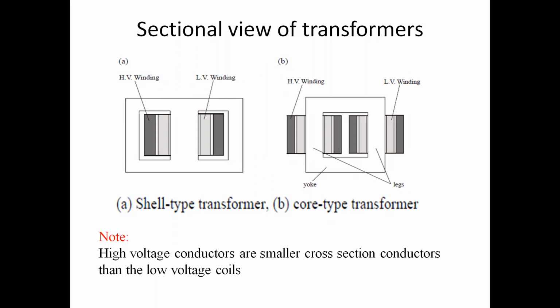In core type, see this light gray color, it is the LV winding, then over this LV we put the HV. Like suppose there are 200 turns. First we put 100 turns on one limb and 100 turns on the other limb of the LV winding. Over this we put the HV number of turns, half of HV here, half of HV there. And in shell type, the winding is carried out only on the center limb.